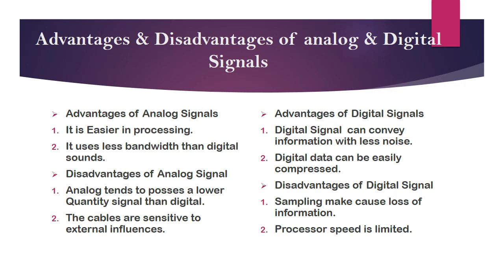Disadvantages of analog signals. First, analog tends to possess a lower quality signal than digital. Second, the cables are sensitive to external influences. Disadvantages of digital signal. First, sampling may cause loss of information. Second, processor speed is limited.